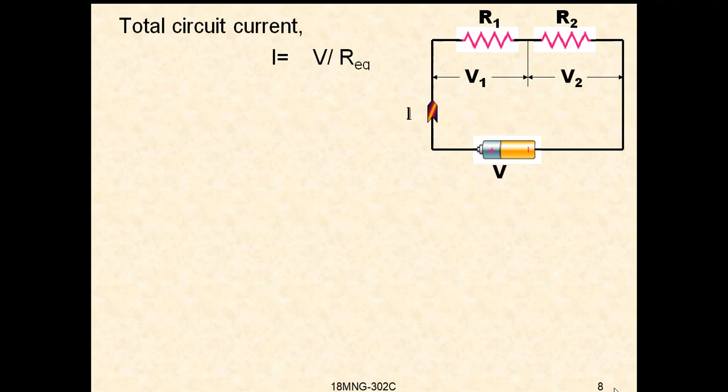And the total circuit current I is equal to V by R equivalent. This is from Ohm's law. We know that the value of V is 20 volts and R equivalent is 35. So I is equal to 20 by 35, which is nothing but 0.57 amps.